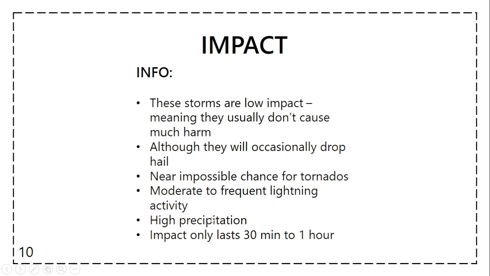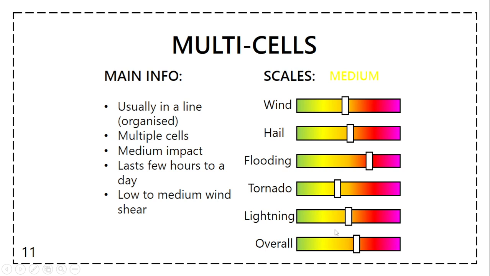Moderate to frequent lightning activity. You do get a few strikes with these storms. Not as much as what we're about to see next, but still, you do still get a few flashes. High precipitation, and they last from 30 minutes to an hour. So this was single cells covered.